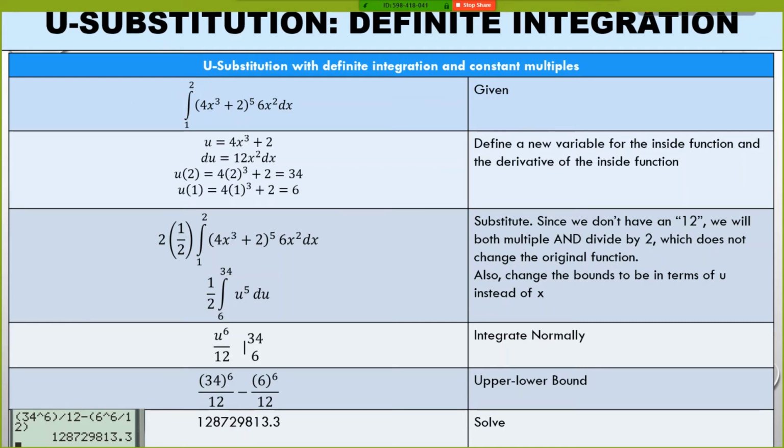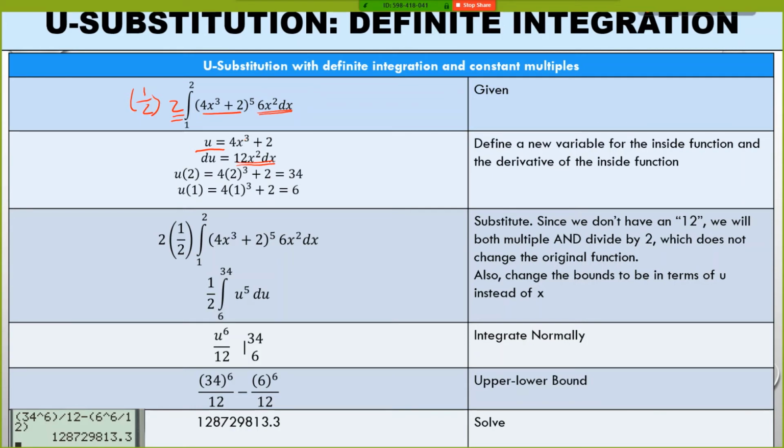So I'm going to do this the same way that we did last time for our substitution. My inside function is 4x cubed plus 2, so that's going to be my u. If I derive 4x cubed plus 2, I get 12x squared dx. That's my u prime, which I don't have. Right now I've got a 6x squared dx. So to get 12, I would have to multiply by 2. But I don't want to change the original problem, so I'm also going to divide by 2. So this 2 will be a part of our du. 2 times 6x squared gives us 12x squared dx.